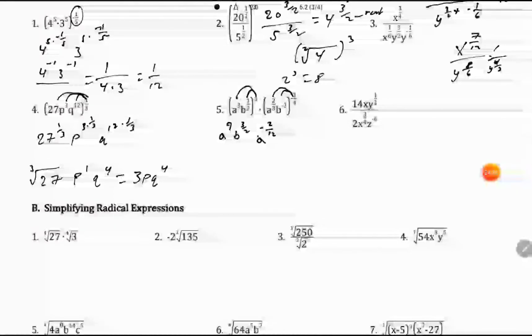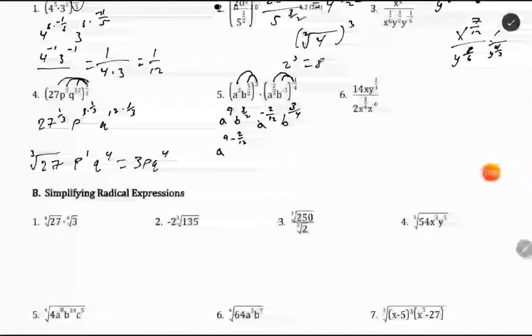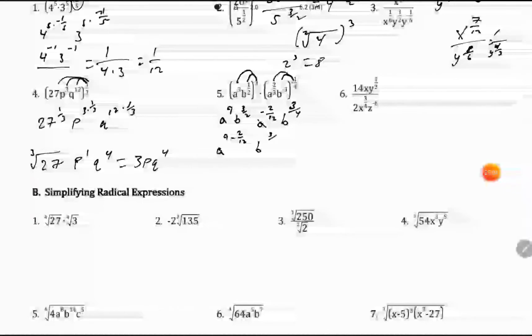That's an a there. And then b to the positive 3/4. Because it's positive. Because that's a negative 3, that's a negative 1/4 there. Okay. Put my a's together. So this is a to the 9 minus 2/12. And this is b to the 3/2 minus 3/4.